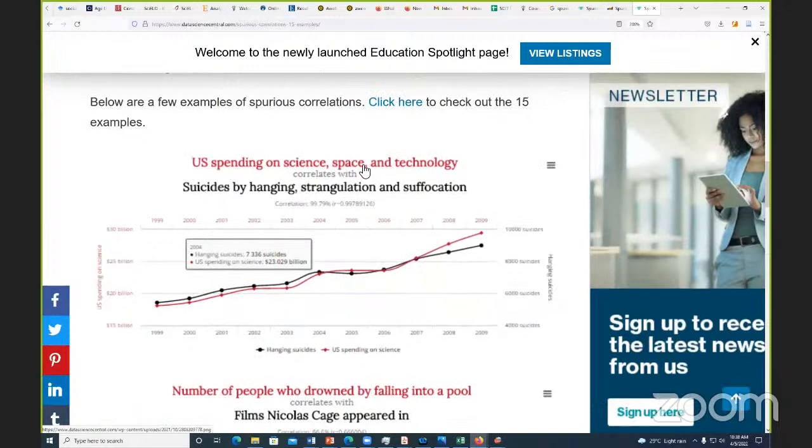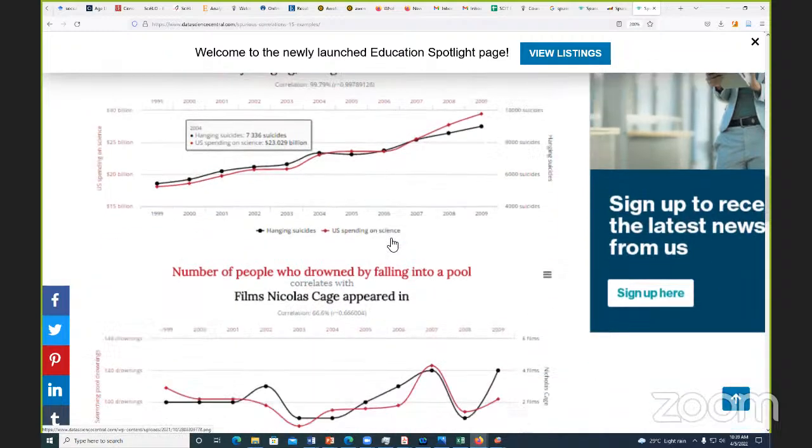So look at this, US spending on science, space, and technology, as the number of suicides by hanging went up. So let's put it another way. As US spending on science went up between 1999 and 2009, the number of suicides also went up and down in the same way. Does anybody in here believe that US spending on science had anything to do with the people who are hanging themselves to death? No. Therefore, it's a spurious correlation.